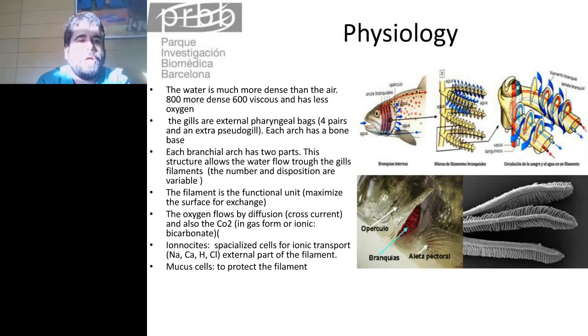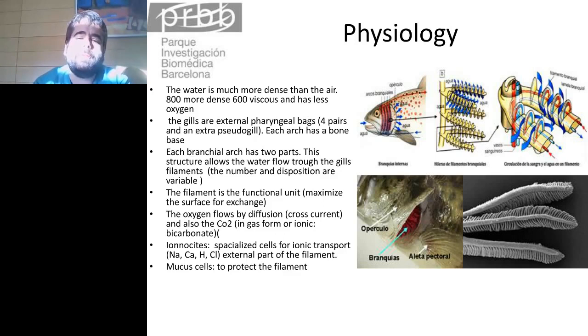It's also important to consider different physiological functions, such as the respiration, that is going to work differently from the other vertebrates. As you will know, the fish are inside of the water, and they will pick the oxygen from the water. The water will have less oxygen and is more viscous and more dense than the air. So they have a specialized organ that is the gills, that are like pharyngeal bags, four pairs of pharyngeal bags that are disposed in the last part of the oral cavity.